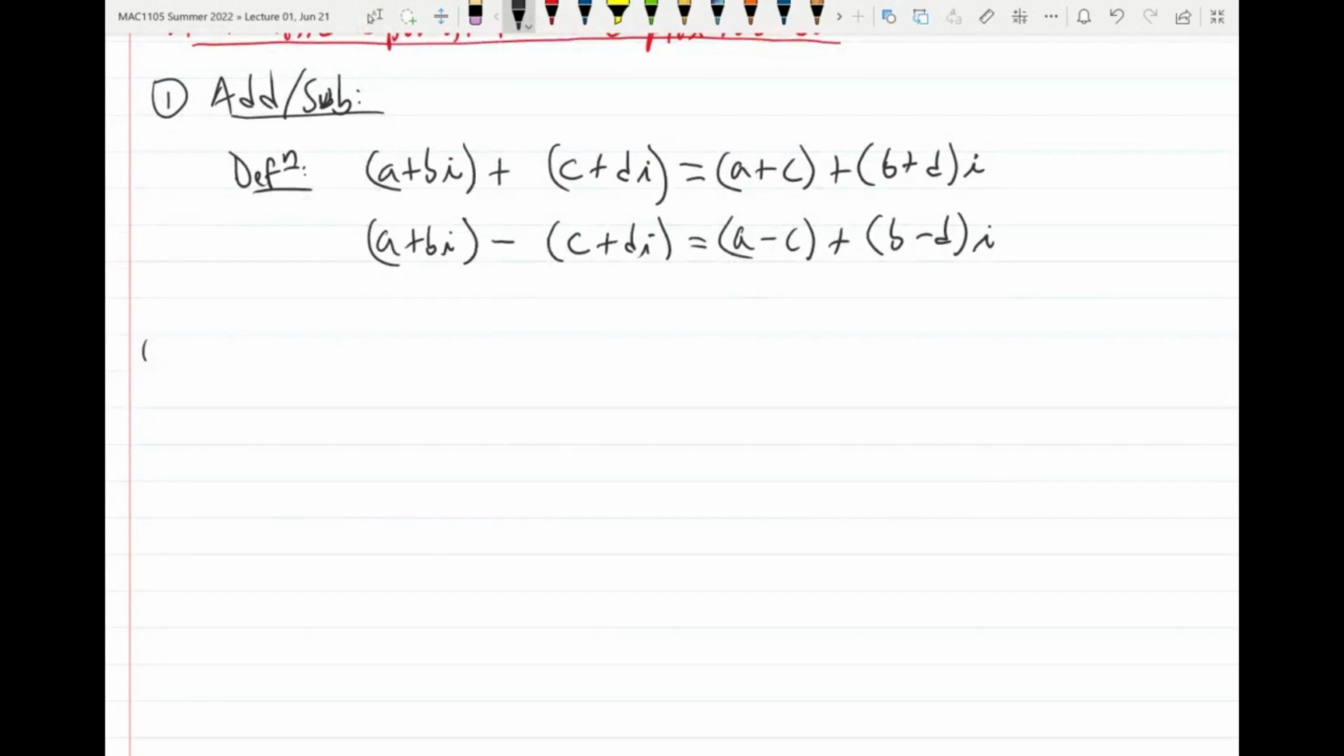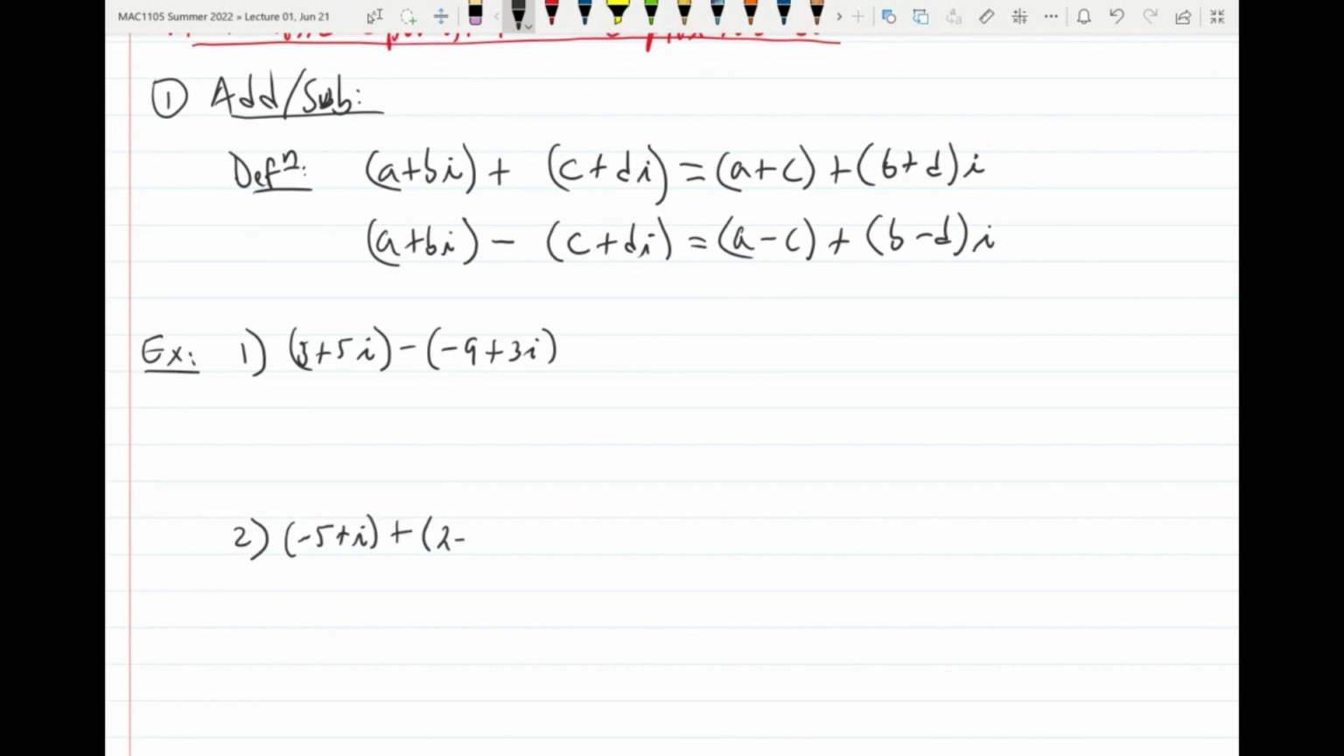Let's do some examples. How about 3 plus 5i minus negative 9 plus 3i. And then let's do negative 5 plus i plus 2 minus 5i.